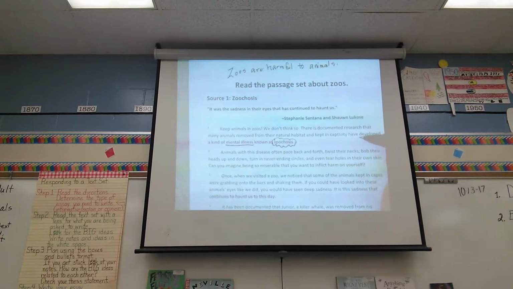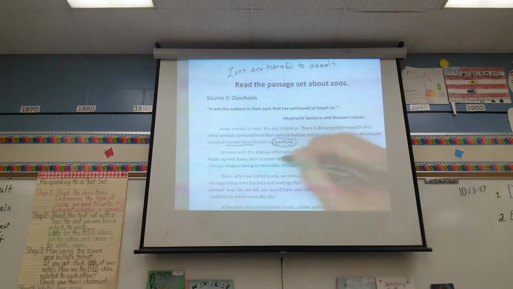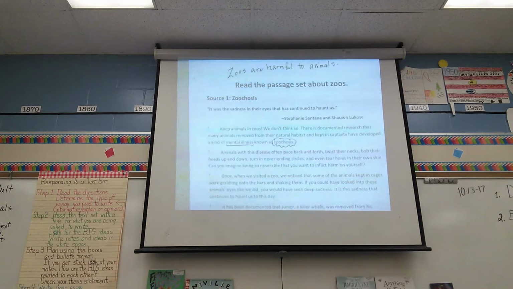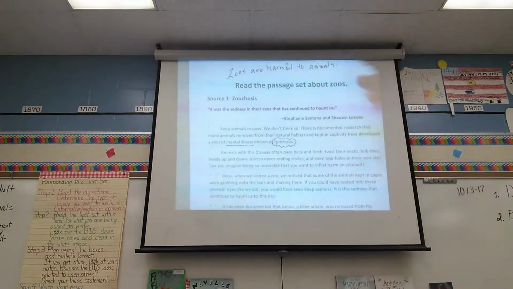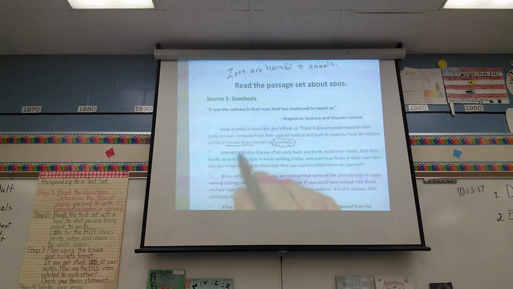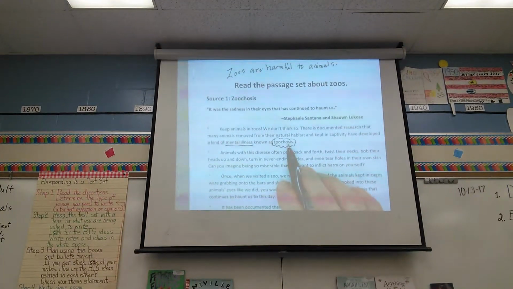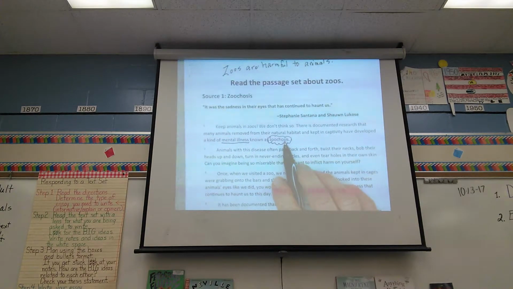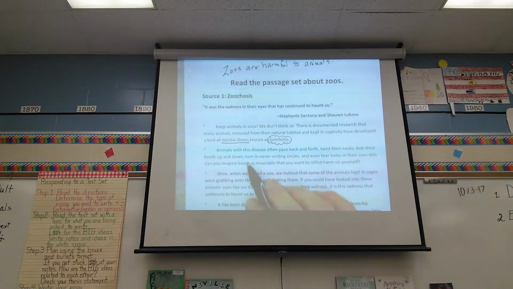And see how I'm annotating the text? I'm writing, I'm underlining, I can put things in the white space, I'm marking it. In a way, I'm leaving myself breadcrumbs, just like Hansel and Gretel left breadcrumbs for their trail. This will help me to walk back and find the important facts that I identified. Okay, so we have this mental illness called zoochosis, which is bad for animals, and it is exhibited when they're in a zoo. I'm going to read on and see if I can find more.